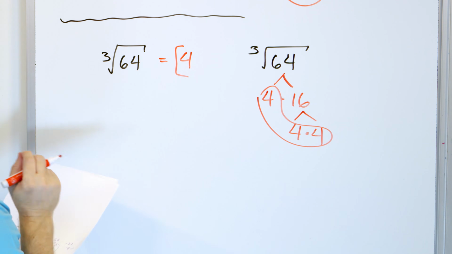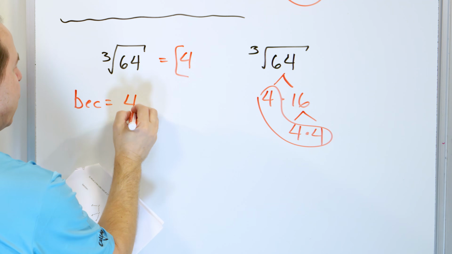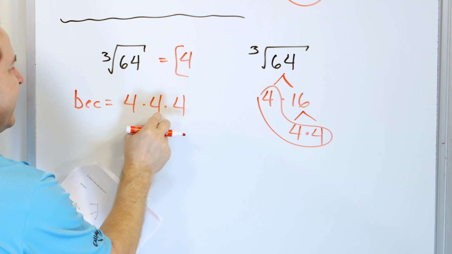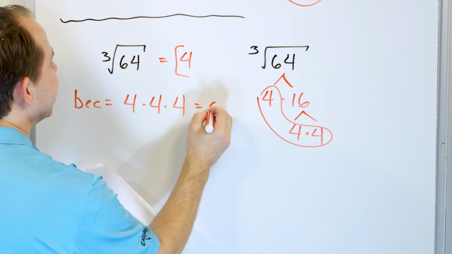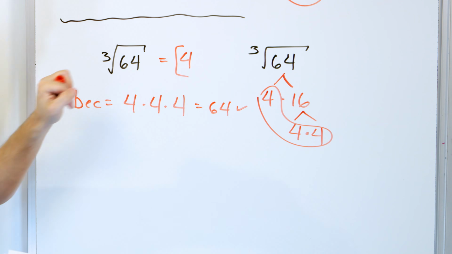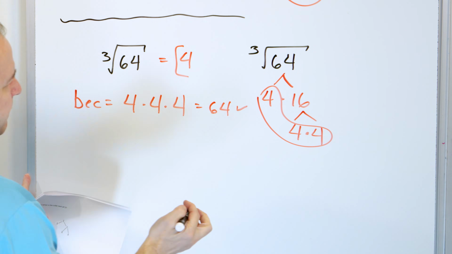And so you know the answer to this is true because, to check yourself, 4, the answer, times itself again: 4 times 4 is 16, and 16 times 4 is 64. And that's the number that gives us what's under here. So the cube root of this is 4. Now, let's do this factor tree a couple of different ways.